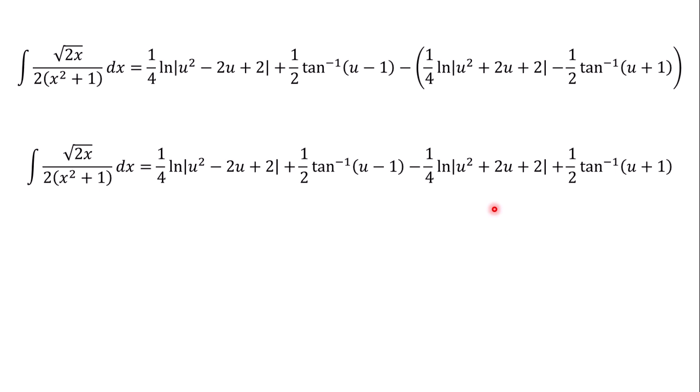From the laws of logarithm, this one and then this one can be written as 1 over 4 natural log absolute value of this one, which is positive, so this one will be in the numerator's position: u squared minus 2u plus 2 over u squared plus 2u plus 2.